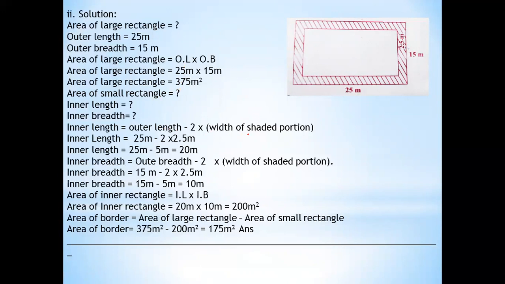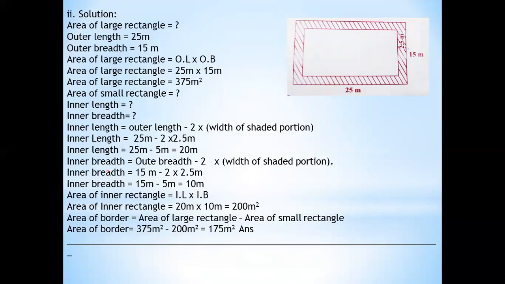Dear students, here the outer length is given as 25 meter minus 2 times 2.5 meter. Now it will be equal to 5 meter. We will subtract the 5 from the 25 meter and we will get 20 meter. Now this is the inner length, which is equal to 20 meter.